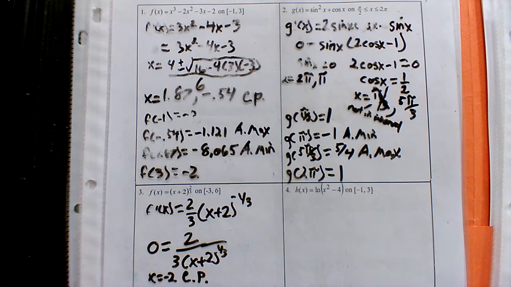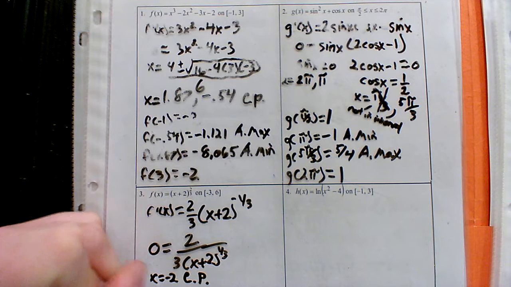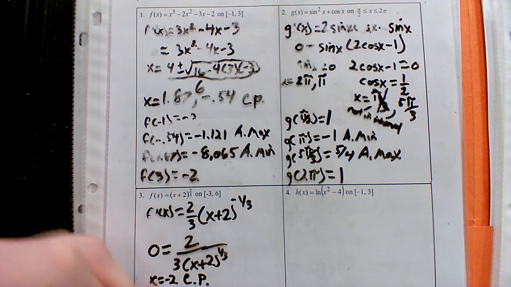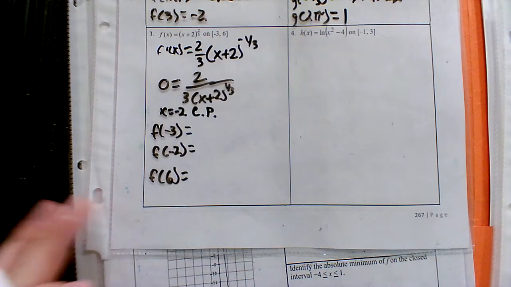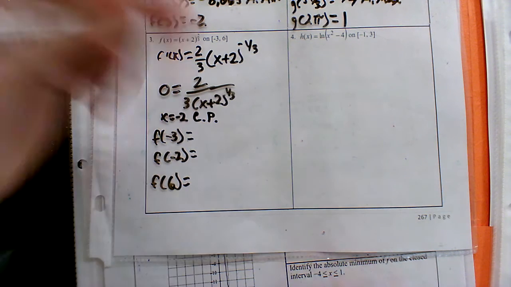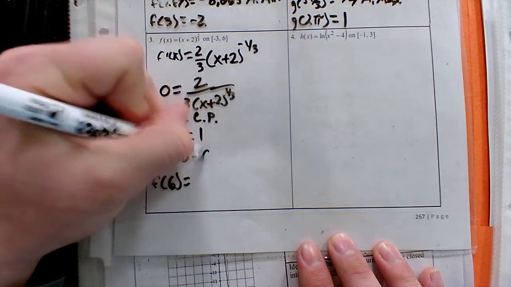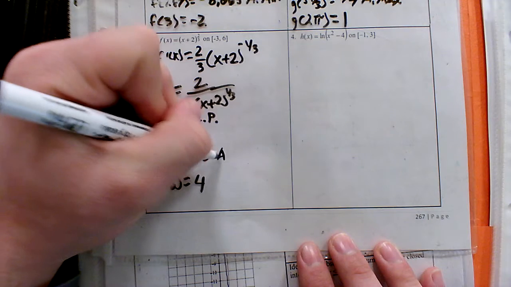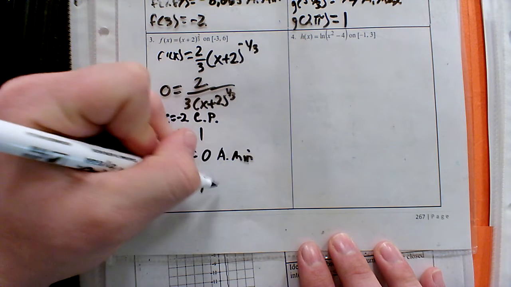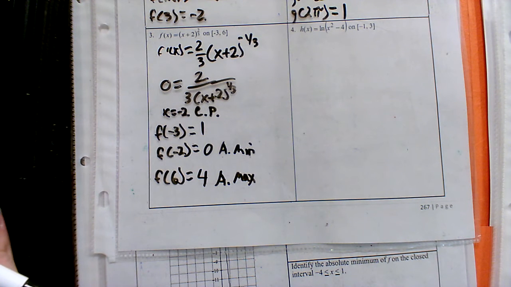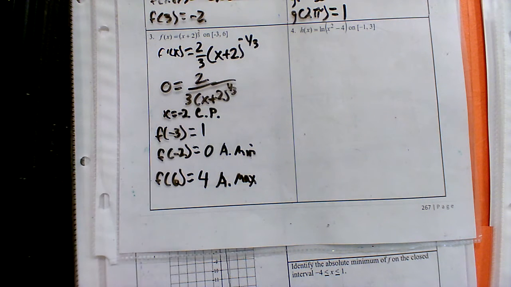So I need to check endpoints. And I need to check critical points. Anybody find any of those values yet? Negative 3 is 1, okay, and negative 2 is 0, and the last one's 4. Very good. So our conclusion, we know 0 is the smallest, absolute min. 4 is the biggest, absolute max. So if you plug those into the original, these are the results you get.